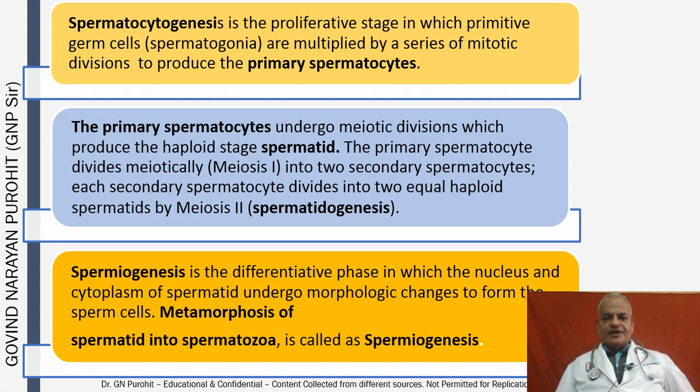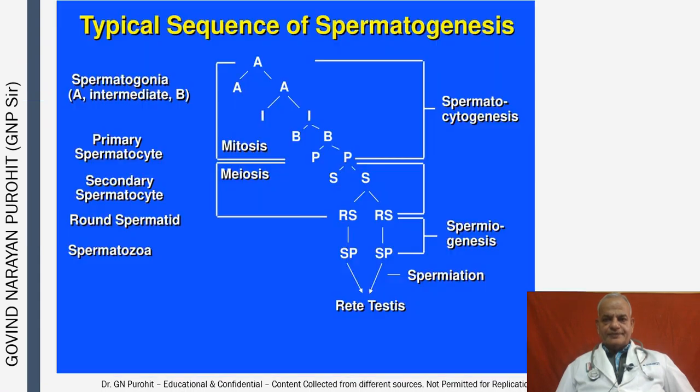Spermiogenesis is the differentiative phase in which the nucleus and cytoplasm of spermatid undergo morphologic changes to form the sperm cells. Metamorphosis of spermatid into spermatozoa is called spermiogenesis. Now, this is the typical sequence of the spermatogenesis.